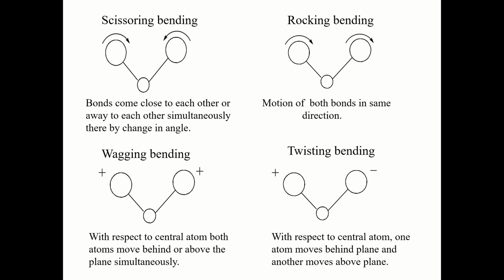Now wagging. Wagging vibration arises due to out of the plane motion. With respect to the central atom, both atoms move behind or above the plane simultaneously. In twisting vibration, with respect to the central atom, one atom moves behind and another atom moves above the plane, like a twist. That is a twist in rotation or twist in bending.